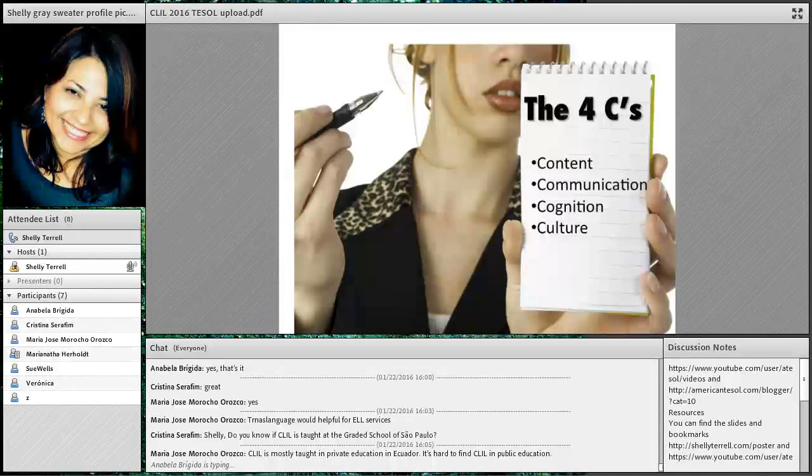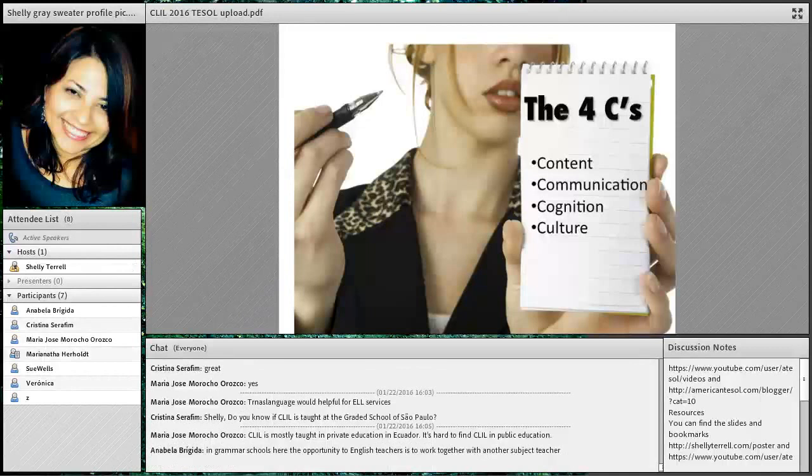Culture, we can also introduce culture as well. And by culture, it means, for example, if we can teach about other countries, one of my favorite activities is where students get to plot the migration of the monarch butterfly. And so they can take pictures, they can see when it's in their area, they can read where the butterfly is going to next and study that country. But there's a lot of ways to integrate the four C's in CLIL.